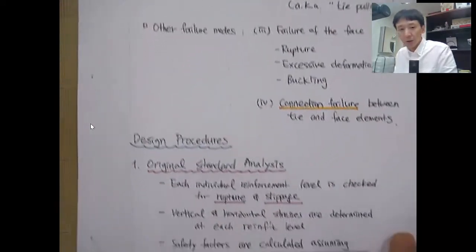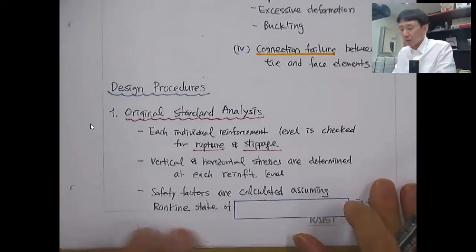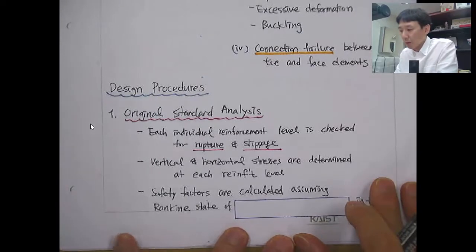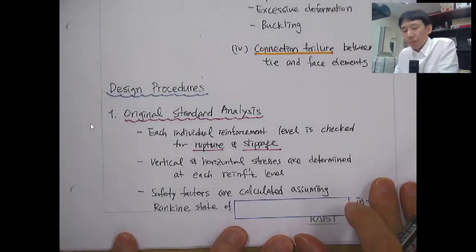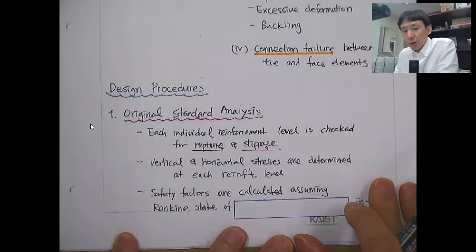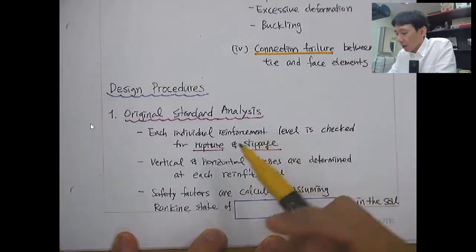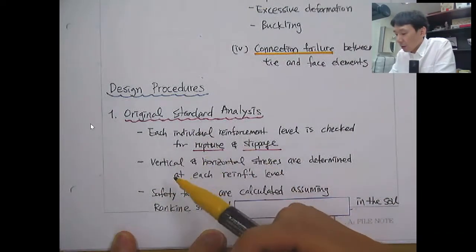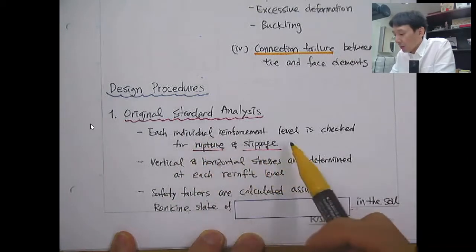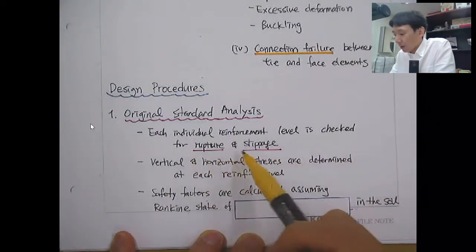So when we check the internal stability of the reinforcement, there are several approaches, and today we'll talk about the original standard analysis and the revised standard analysis. So two procedures will be discussed. The first one is the original standard analysis. In this analysis, each individual reinforcement level is checked for rupture and slippage.